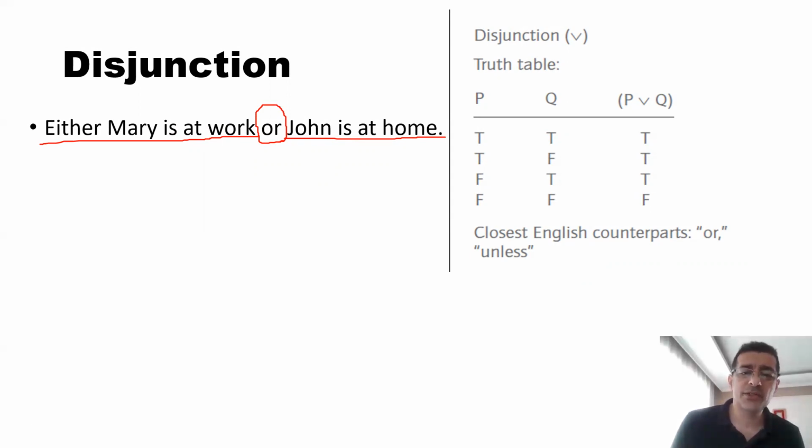Remember, in disjunction, each proposition is called a disjunct. So this is one disjunct, and this is another disjunct, okay? Now, again, we have P's and Q's. Maybe we should remind our P's and Q's. That's why they've chosen this.